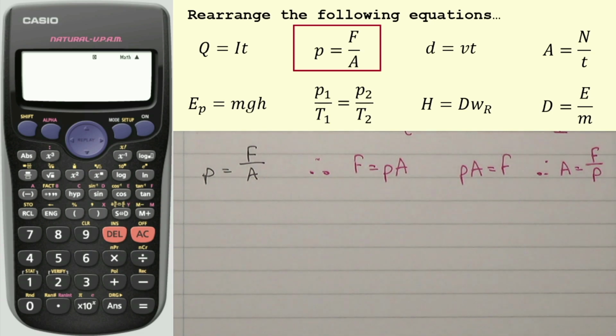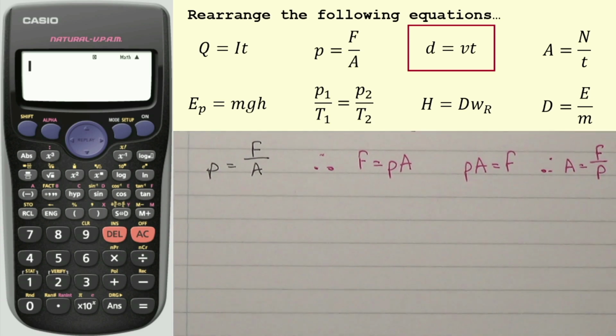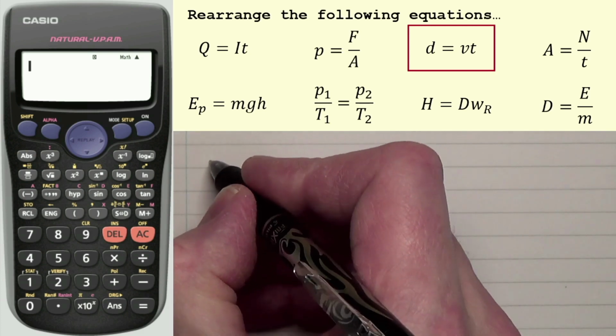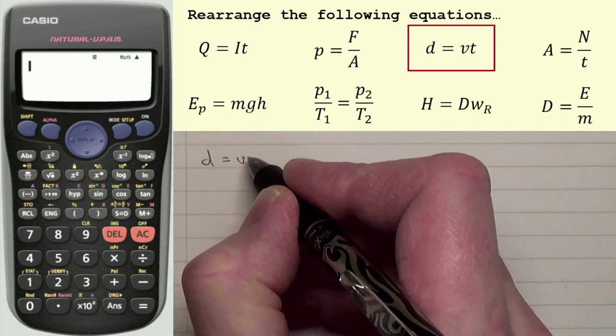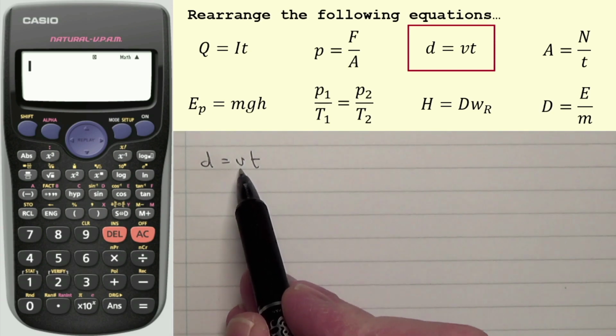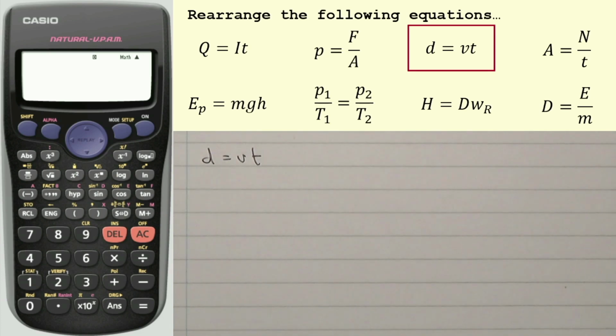Third equation looks like so. Now D is equal to V times T. Again, let's not worry in this video what these different terms actually mean. It's just the rearranging that we're interested in here. So obviously what I would like you to do is to rearrange to make, first of all, V the subject of the equation and then T the subject of the equation. So pause the video now.